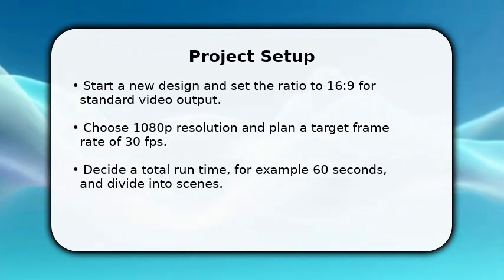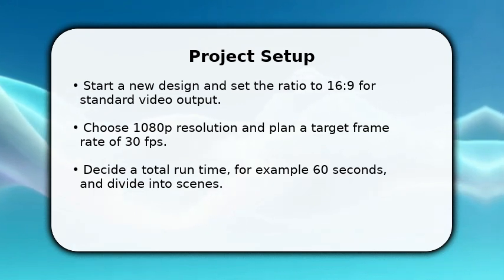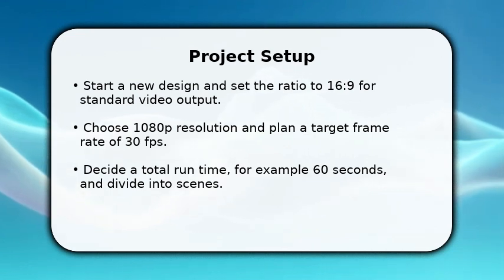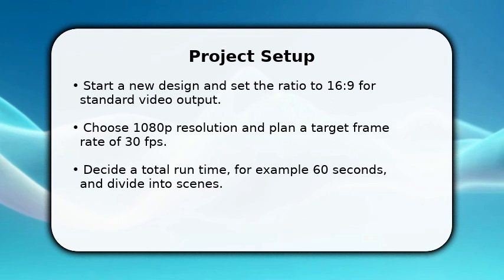Start a new design and set the ratio to 16:9 for standard video output. Select a template or a blank project, then set the resolution to 1080p and a target frame rate of 30 FPS so your final file matches platform requirements.